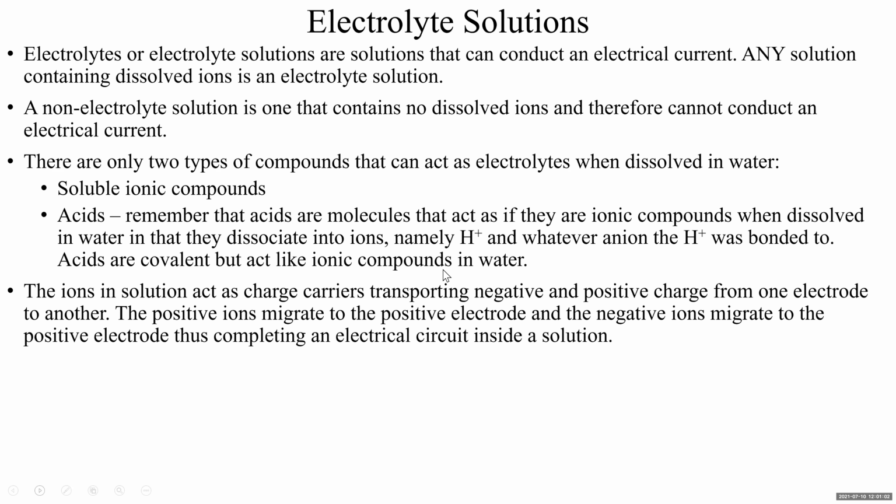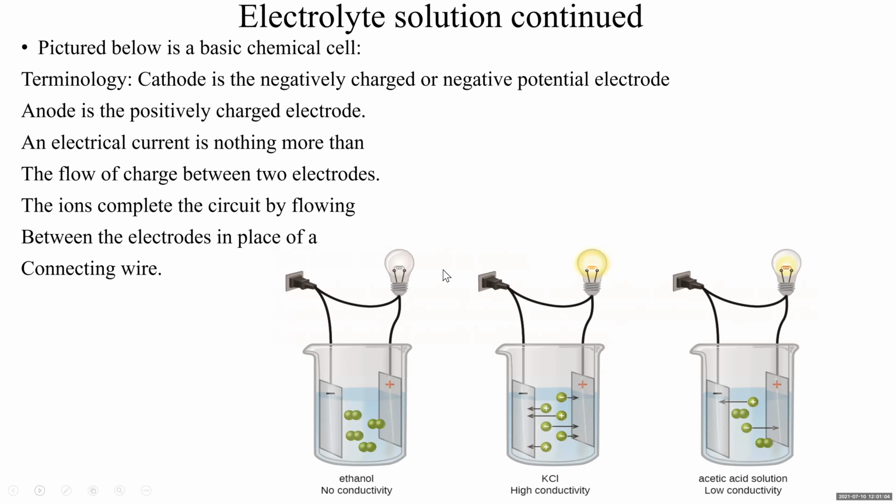And here, let's look at a picture. Pictures actually help a lot here. So pictured below is a basic chemical cell. Terminology: cathode. Cathode is the negatively charged potential electrode. So for example, this would be your cathode. It has a negative charge. This is plugged into a wall outlet. The wall outlet provides voltage. It provides a difference in electrical potential energy, not active energy. It's not an electrical current until there's actually a flow of electrons from one electrode to the other. Until then, they're just potentials, they're voltages. It's a voltage difference between the negative and the positive.